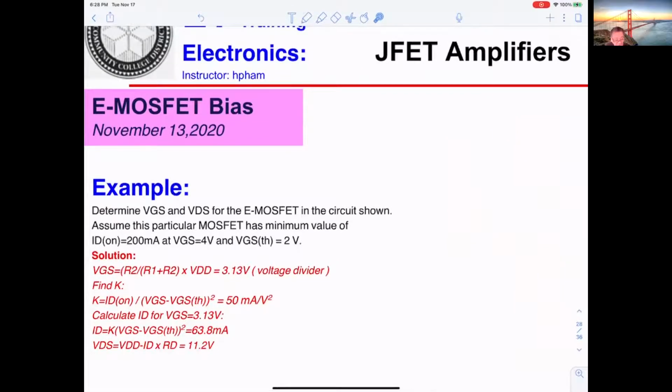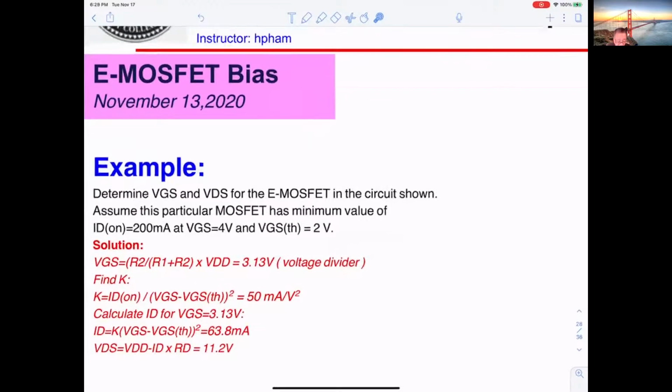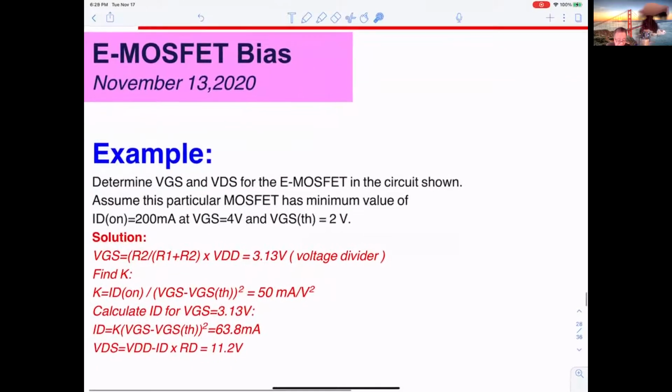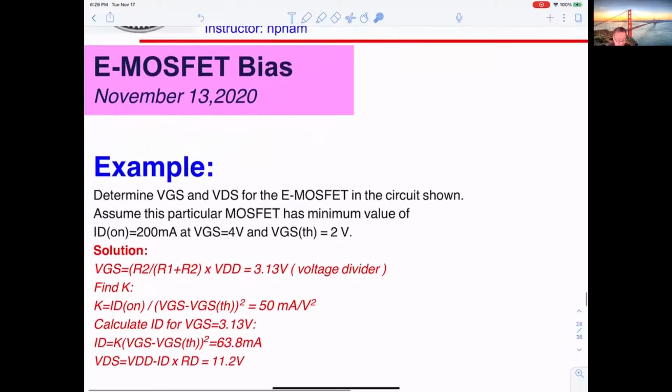Okay? After that, now you need to find the value for the K. The formula will be K equal ID on, divided by (VGS minus VGS TH) square. And that will be given to you as 15 milliamp per V square. Okay?